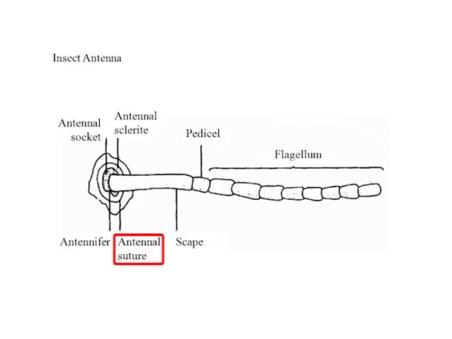These are said to be uniramous, unbranched, segmented and mobile structures which are basally fixed into a deep antennal socket, antennifer. Antennal socket is provided with an antennal suture. The base of the socket is connected to the edge of the socket by an articulatory membrane.